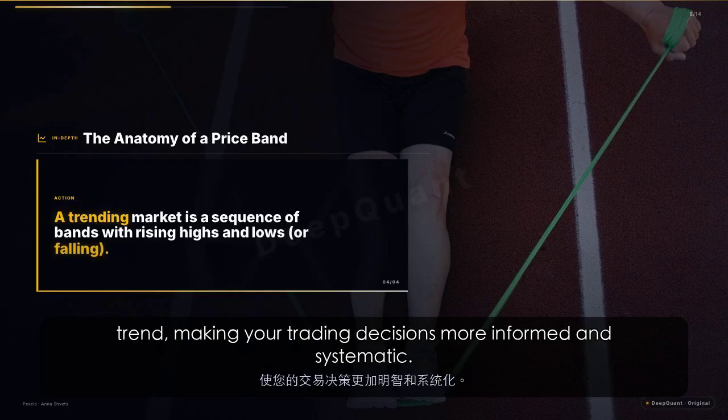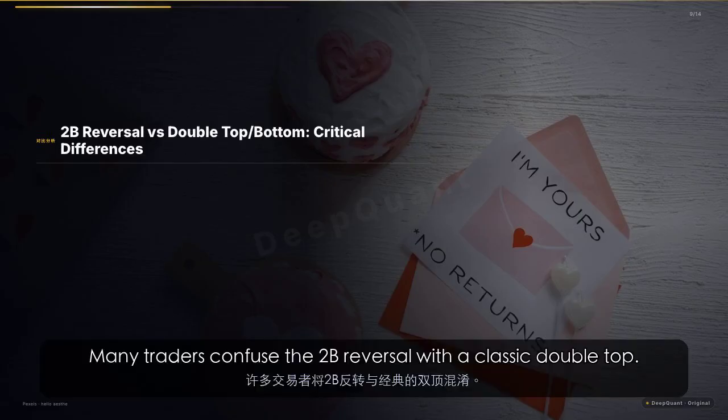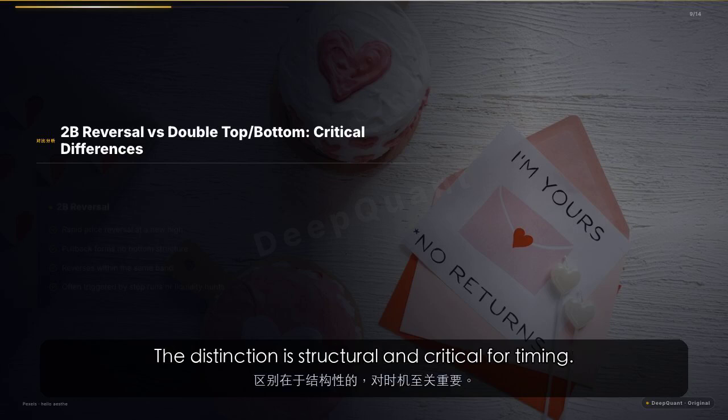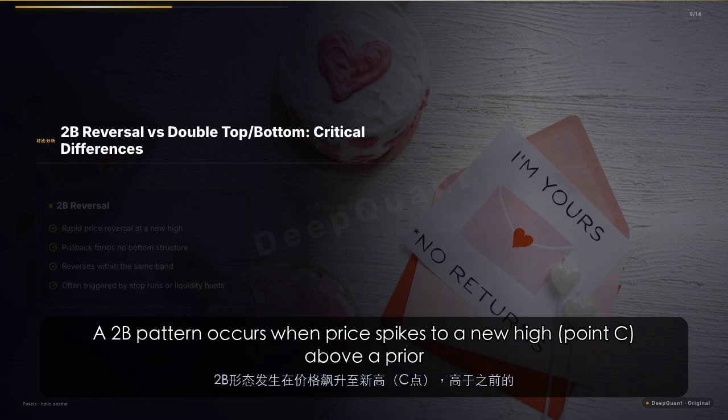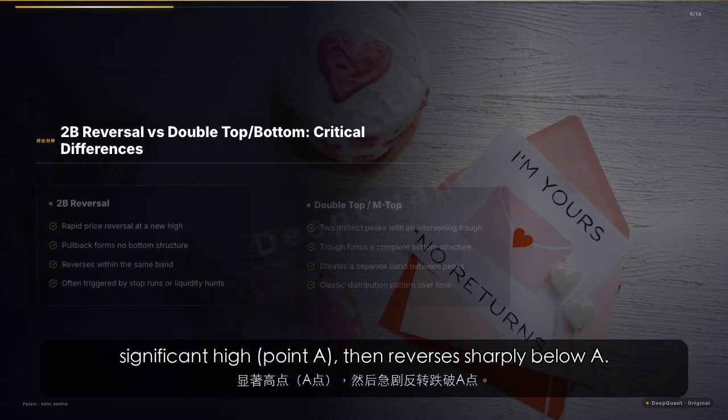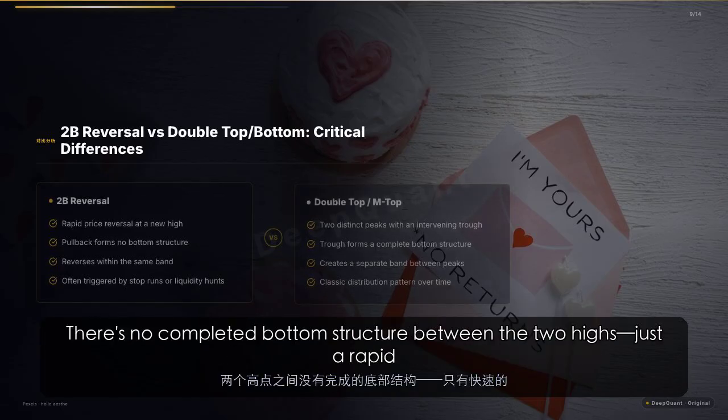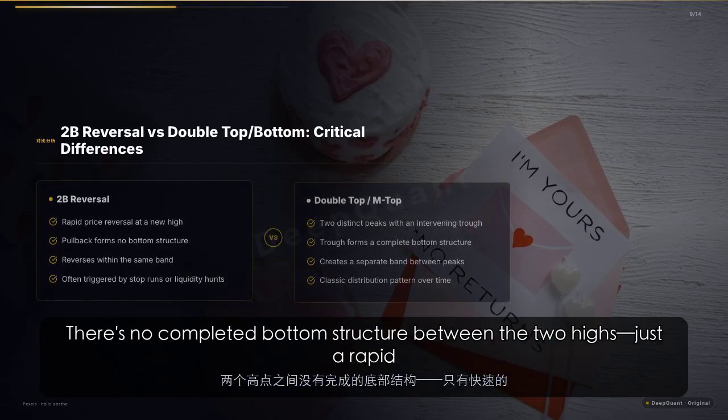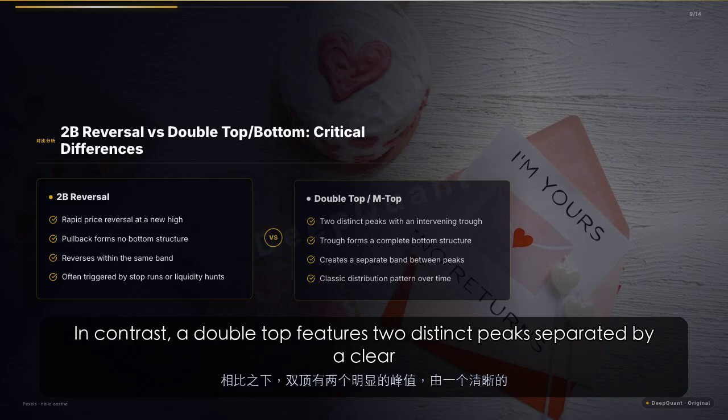Many traders confuse the 2B reversal with a classic double top. The distinction is structural and critical for timing. A 2B pattern occurs when price spikes to a new high, point C, above a prior significant high, point A, then reverses sharply below A. There's no completed bottom structure between the two highs, just a rapid retracement.